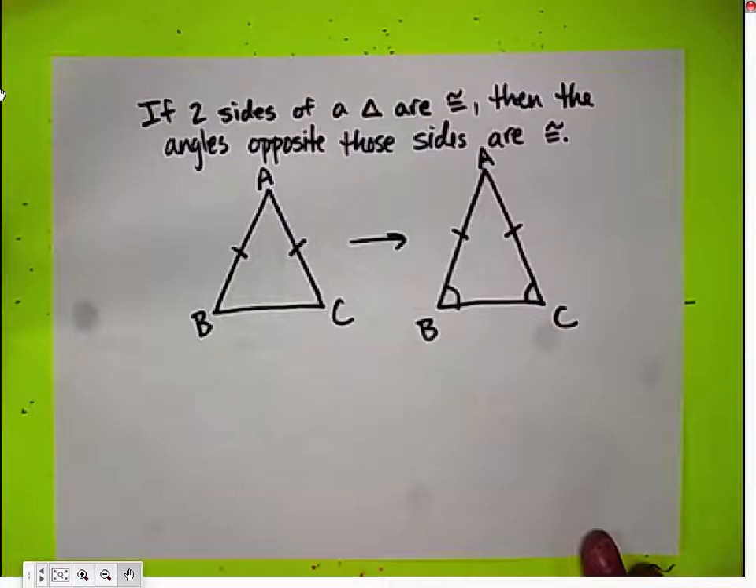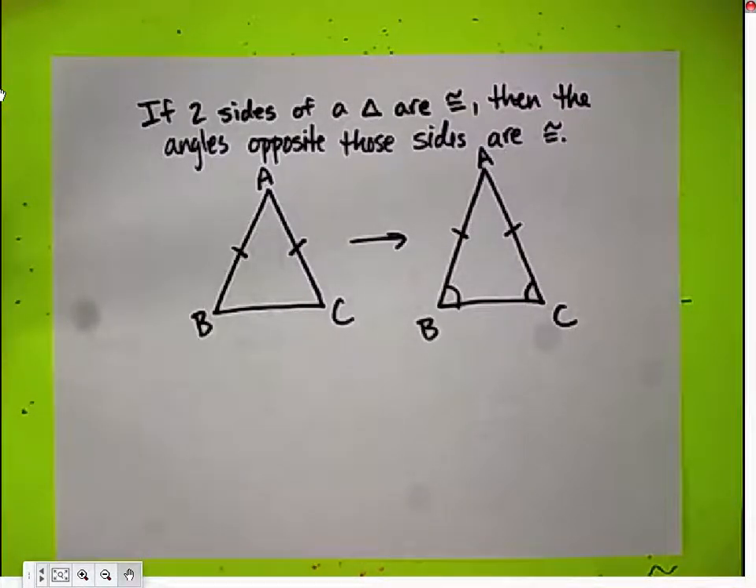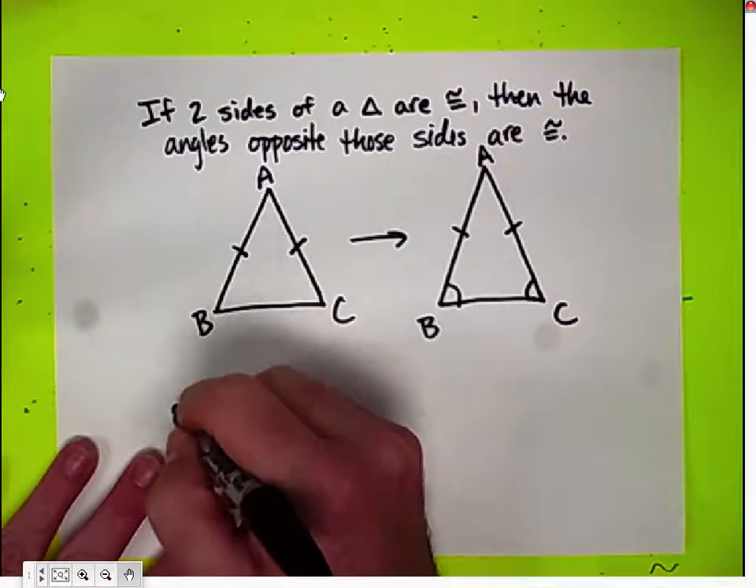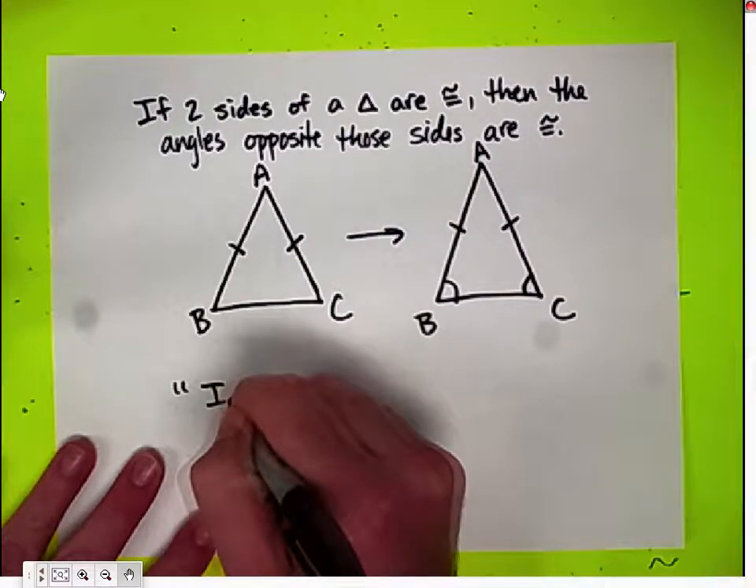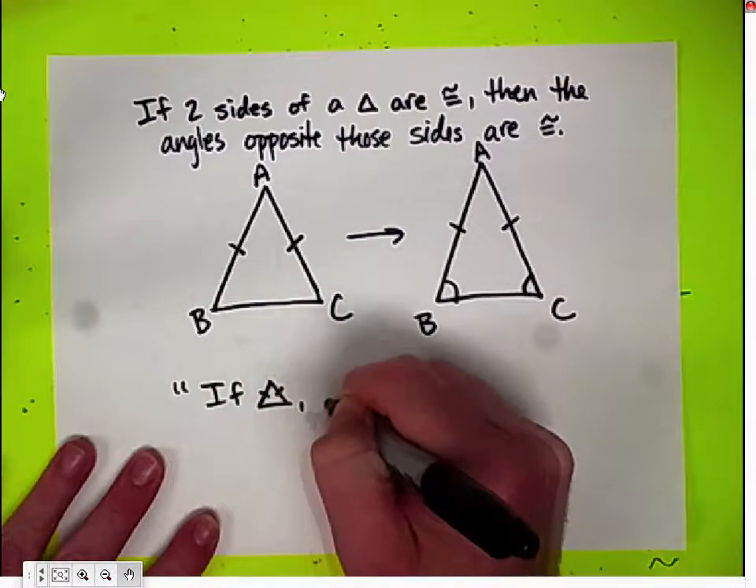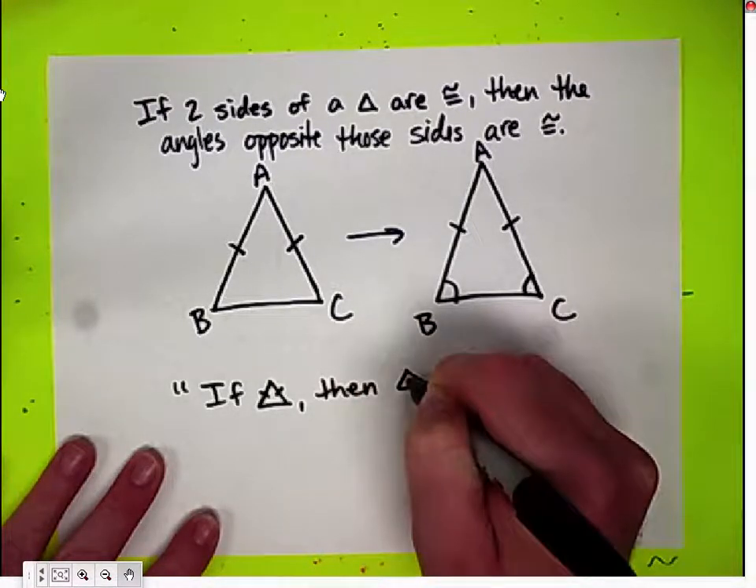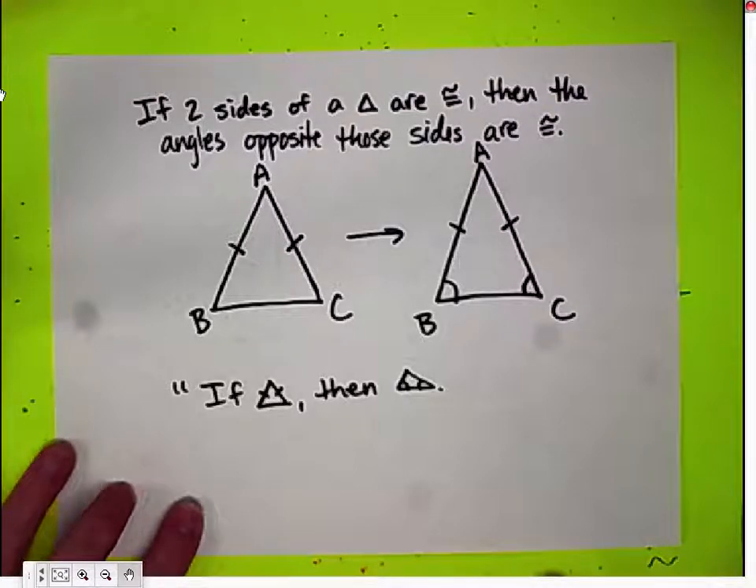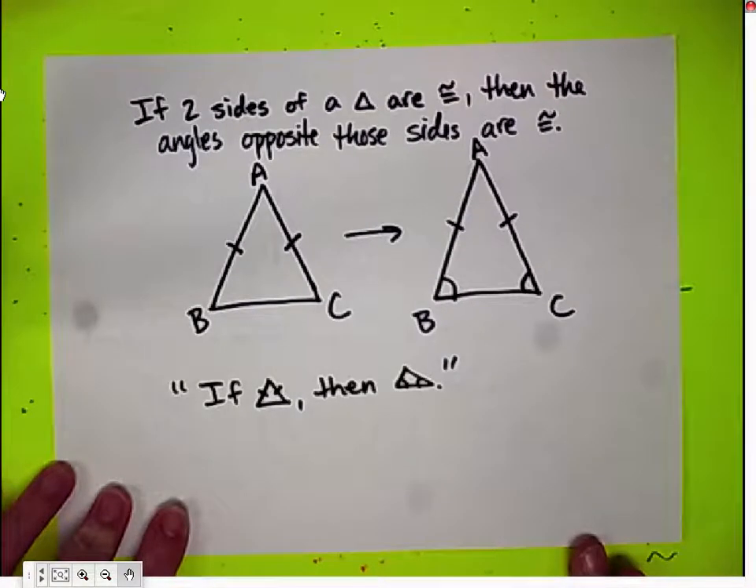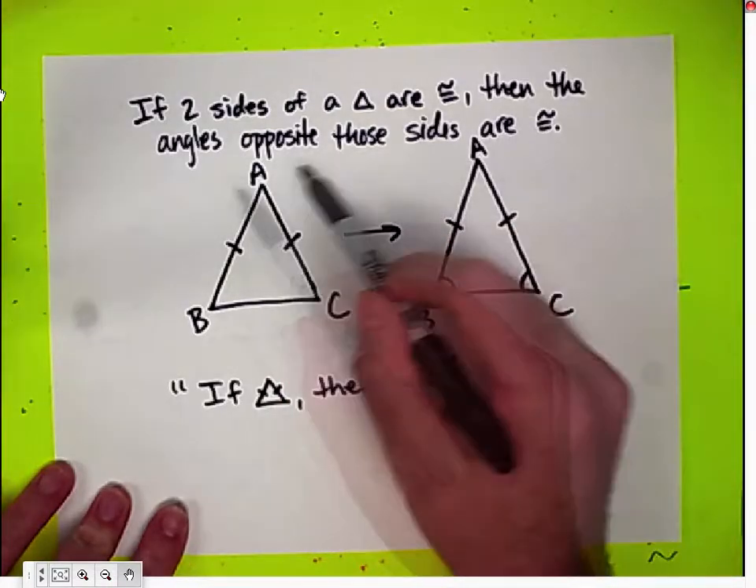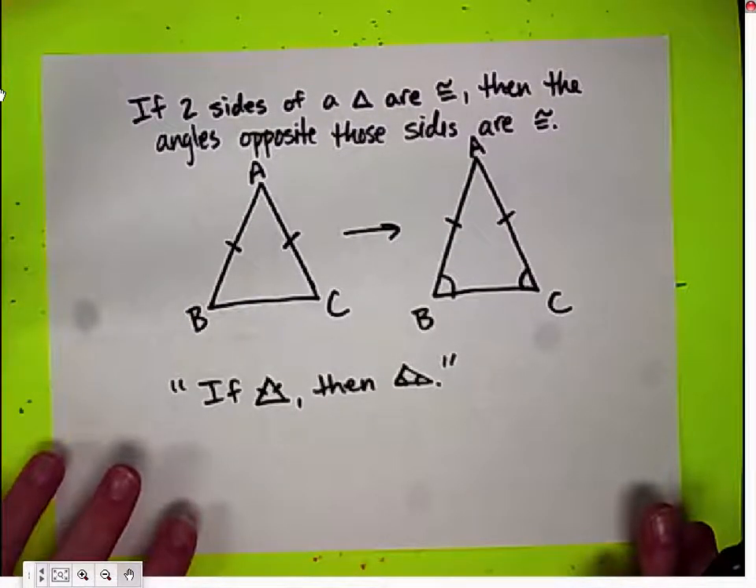Now, how is this different from the triangle theorems we've been learning? The ones we've been learning have been dealing with two triangles. And this is just in one triangle. In one triangle, if two sides are congruent, then the two angles are also congruent. Okay? Now, the way you write this in a proof is if sides, then angles. Much better than writing all of that for your reason. Okay? So let's prove it.